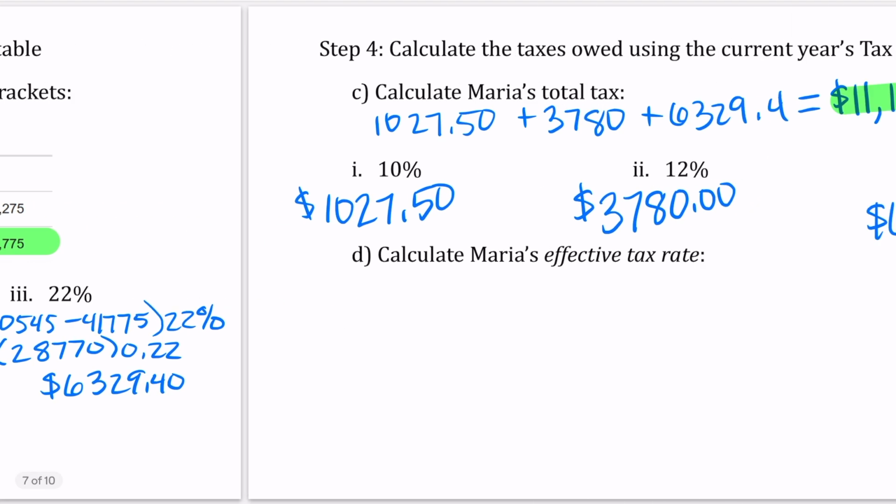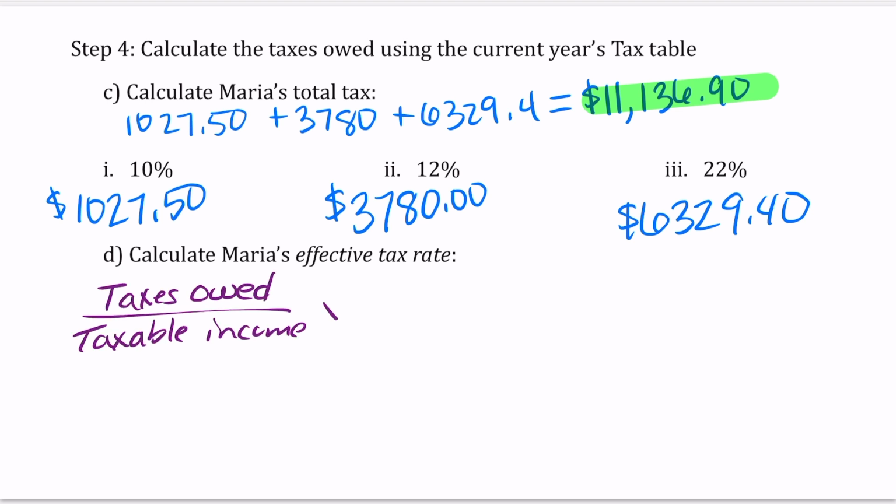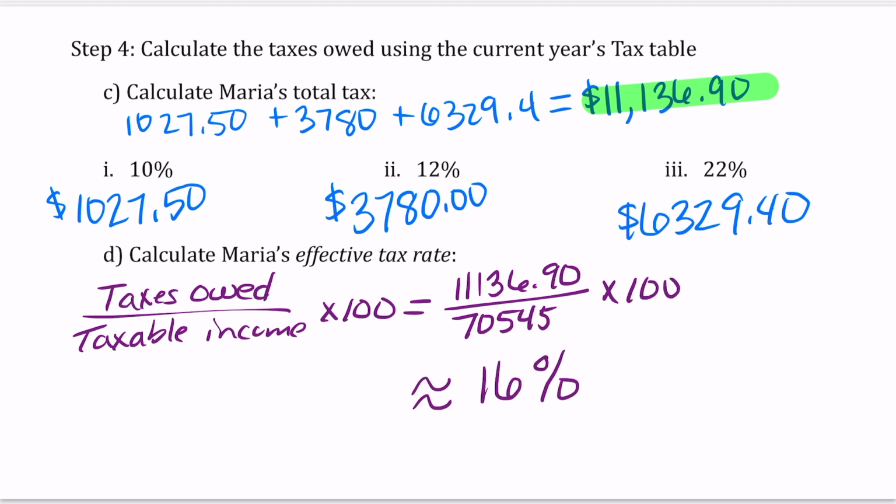So going back to the effective tax rate, to find our effective tax rate, you kind of think of it as being an overall tax rate. We take the taxes owed and divide it by the taxable income and turn that into a percent by multiplying by 100. So that's $11,136.90 divided by $70,545 multiplied by 100, giving us 16%.